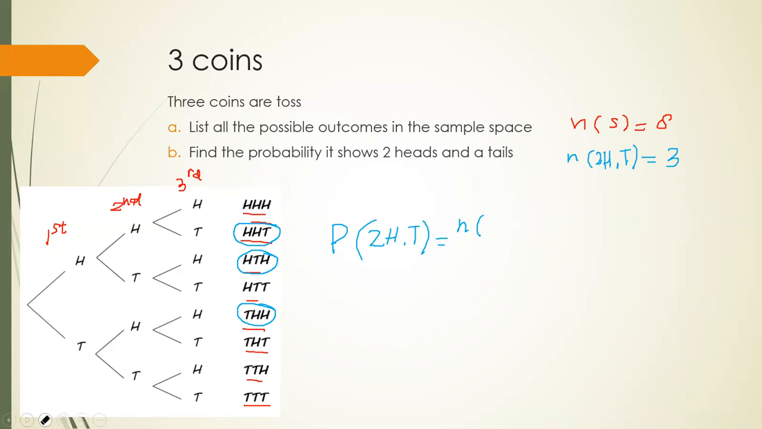N(2H, T), (2H, T) over N(S). Well, 3/8. Right.